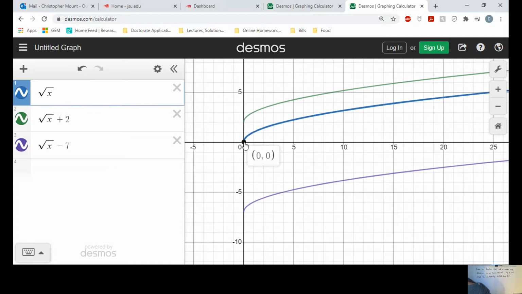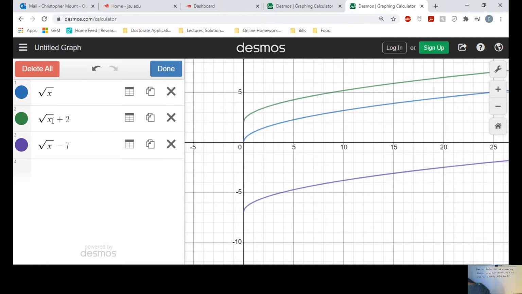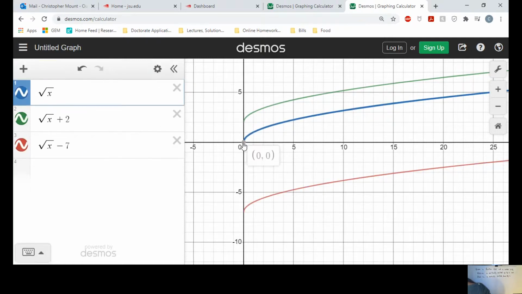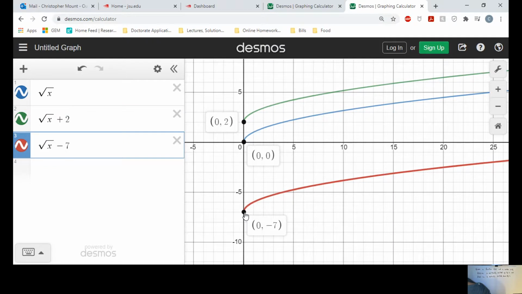So this one does have a starting point, right? 0, 0. That's the base graph. Just to make this more clear, make it red. All right, there's the base graph at 0, 0. If I add 2 to the outside, that adds 2 to the y value. And if I subtract 7 on the outside, it drops the y values by 7. This is a really nice one to point out, very clearly dropping by 7 in the y value.